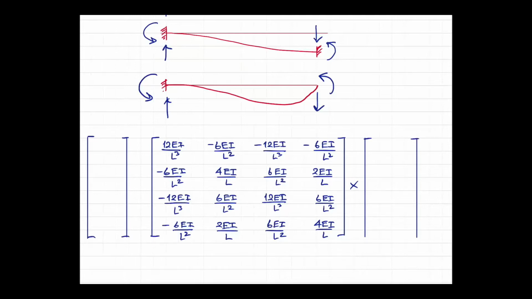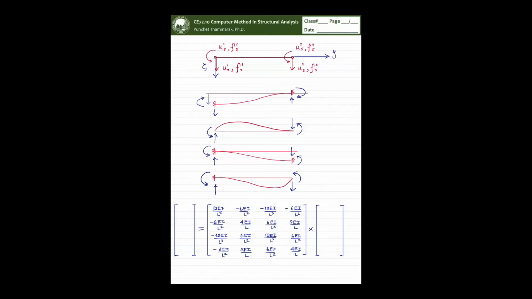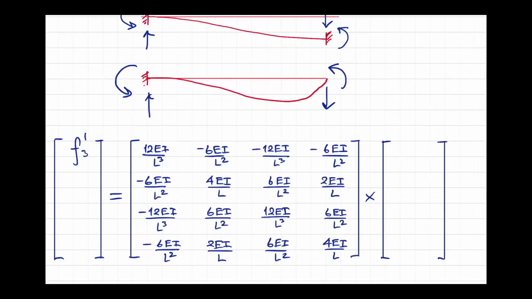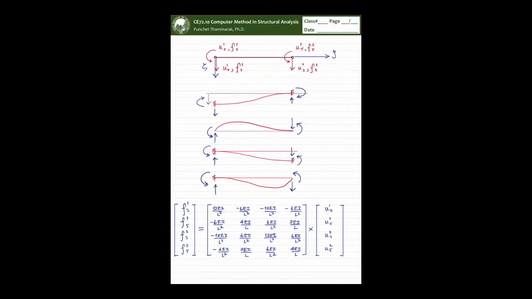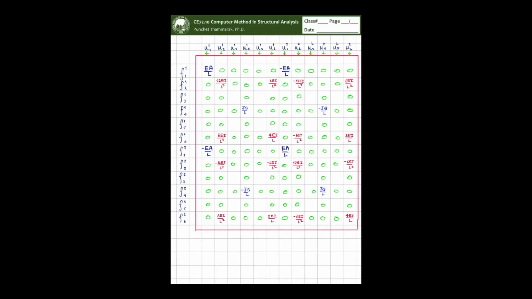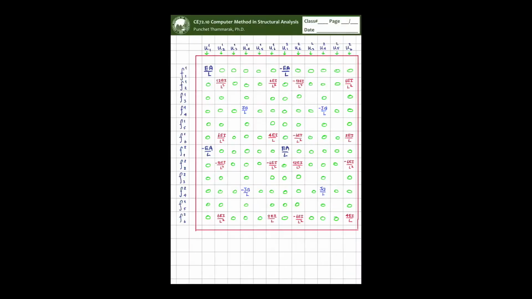So let me put something down in the vectors. 1 3 1 5 2 3 2 5. Okay. 1 3 1 5 2 3 and 2 5. And then we can fill the things into here. So 1 3 1 5 2 3 2 5.